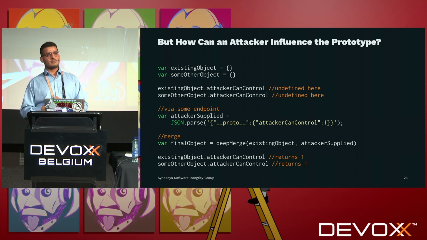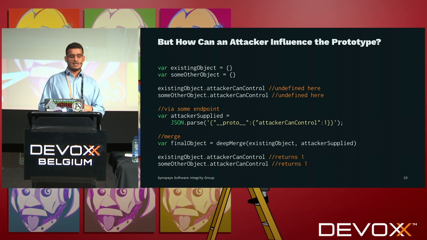But if you merge these objects, and specifically if you do a deep merge, you can actually modify the prototype. So if input is coming in from outside, like let's say you're taking arbitrary JSON in your application, and then you're doing a deep merge on that object, you can actually kind of destroy the entire application. And we'll see how this works in action.